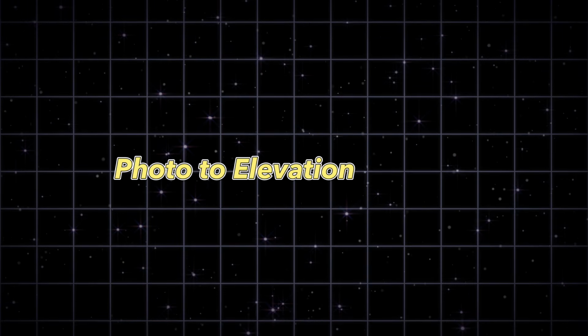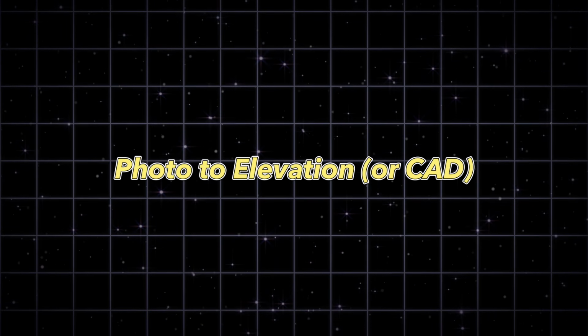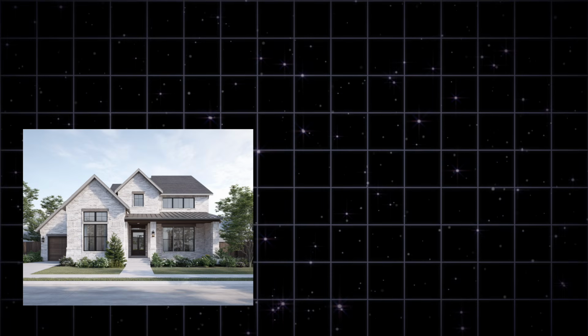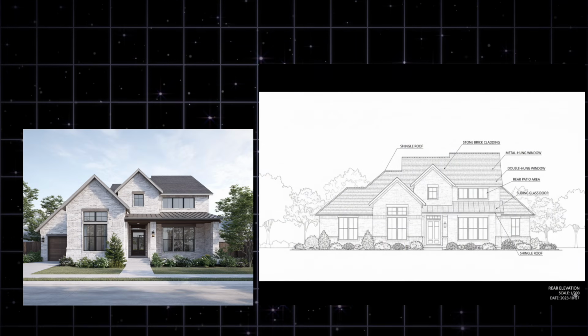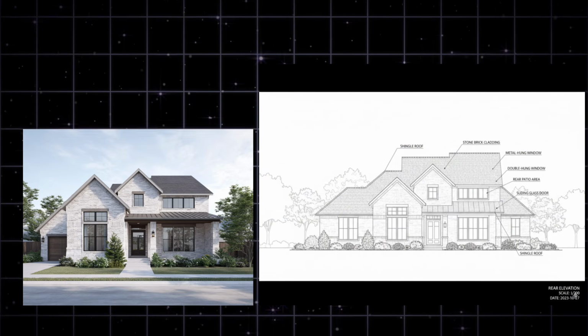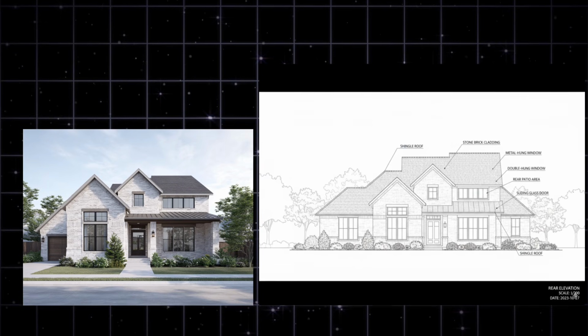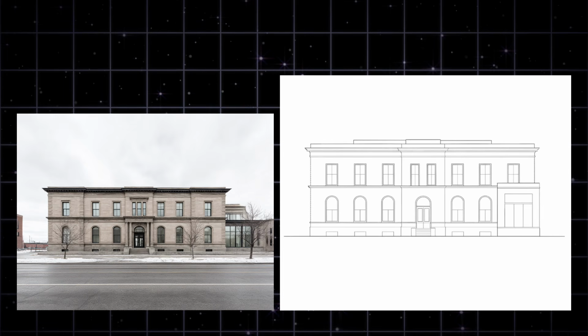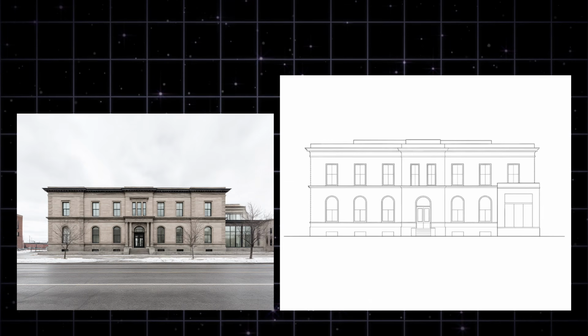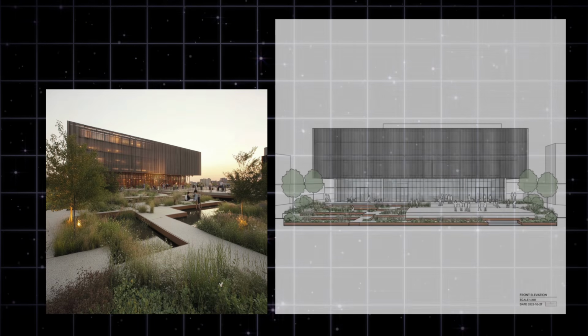The next feature is actually the one I get asked about the most in the comments. Can we get CAD from an image using AI? The answer is yes and no. With the right prompt, we can ask AI to convert an architectural rendering into clean line work, like an elevation drawing. But Nano Banana can only export as PNG, not SVG or DWG.